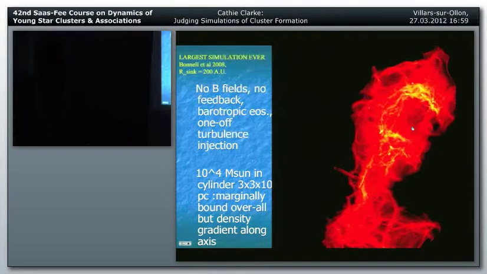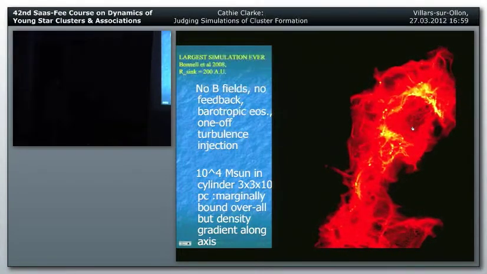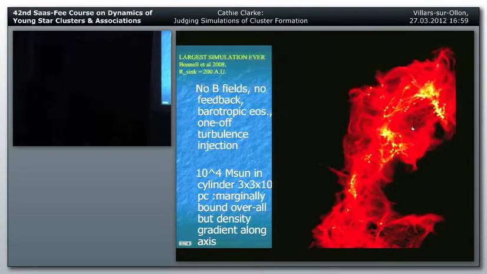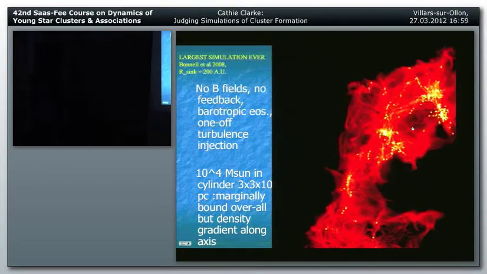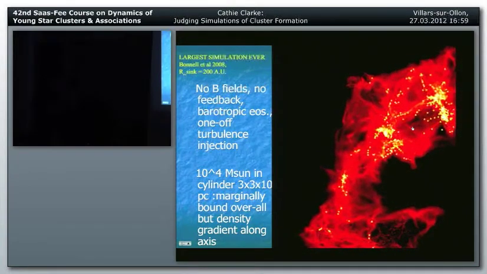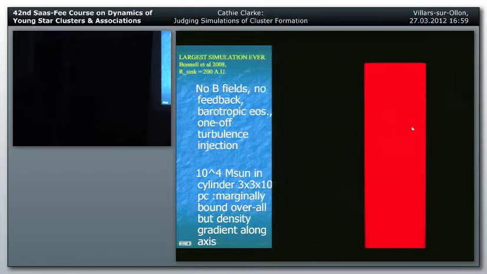It is rather beautiful. So the top is the bound bit, the bottom is the unbound bit. So we're still forming stars down in the unbound bit, because there are locally sheets that shock and create stars, but they're at a much lower efficiency.